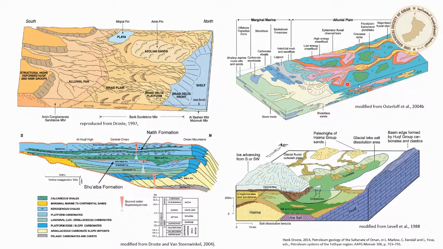And if you're talking about the Gharif formation, you can see it's interpreted as a meandering river, a fluvial, and then a delta, and then a coastal marine. So you have lagoon, shoreface. So you need to understand where to drill.